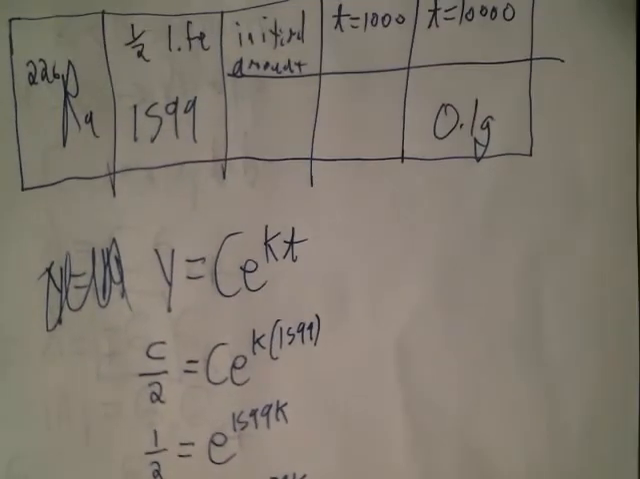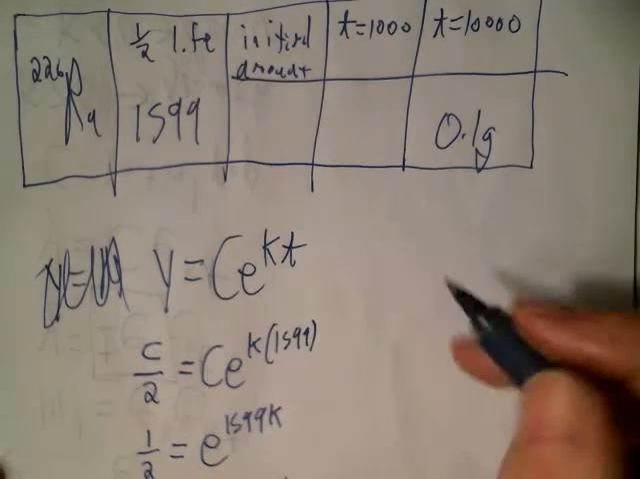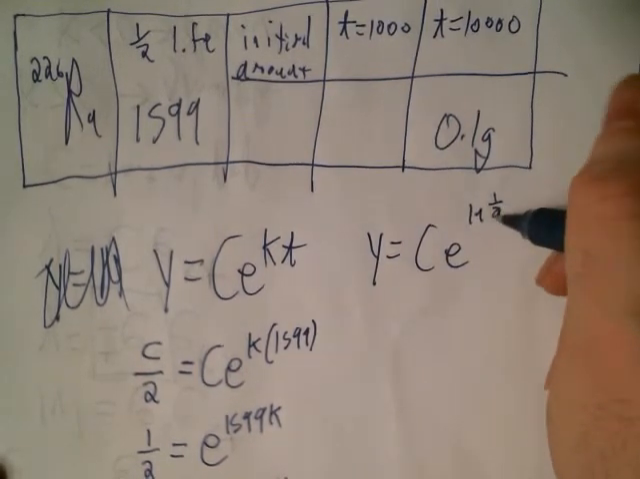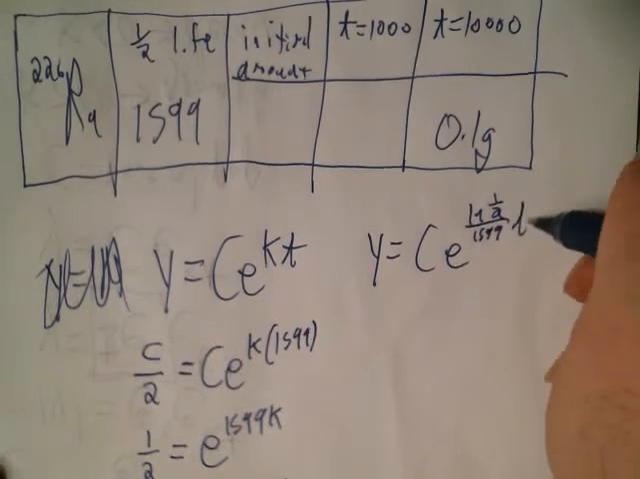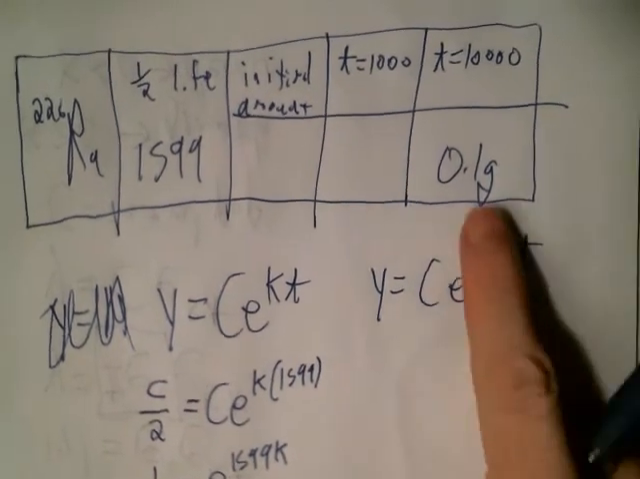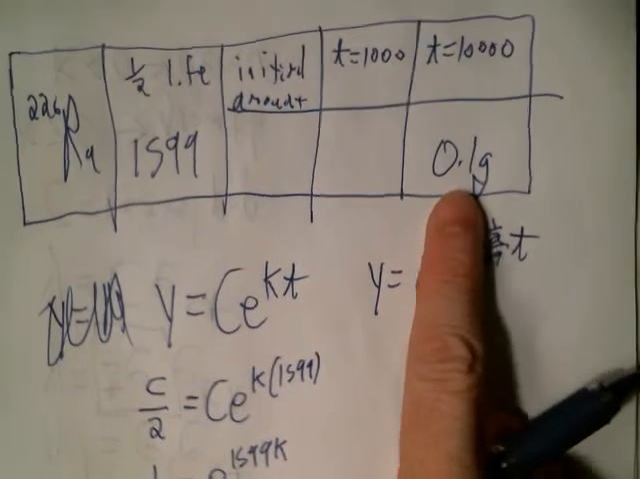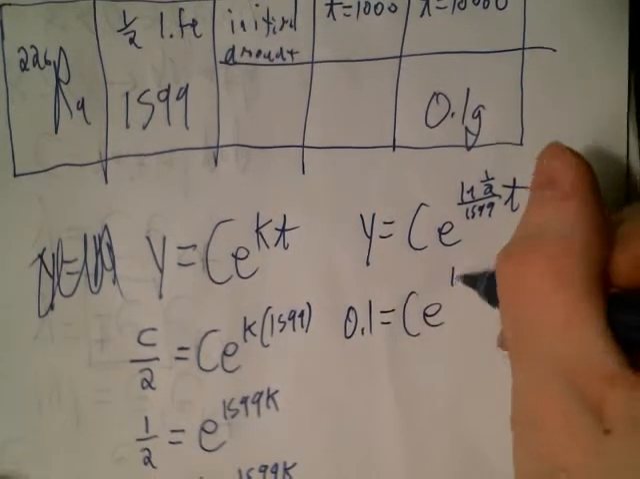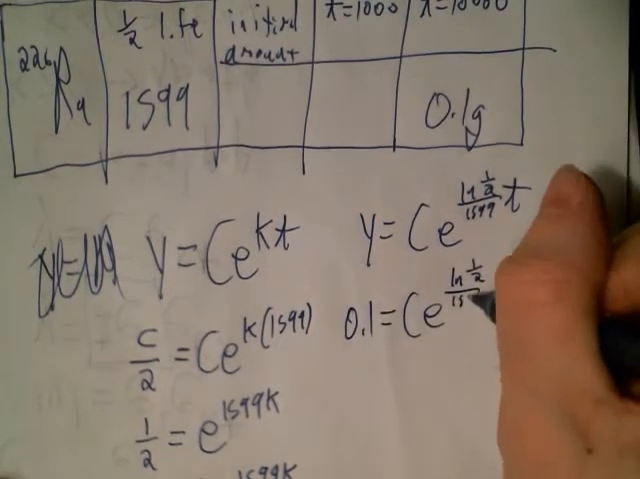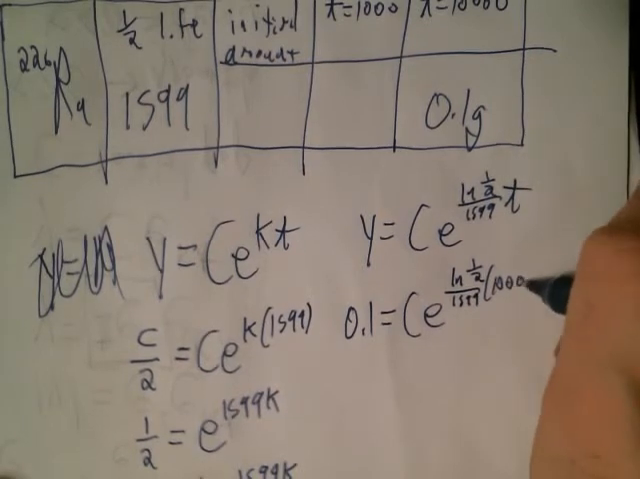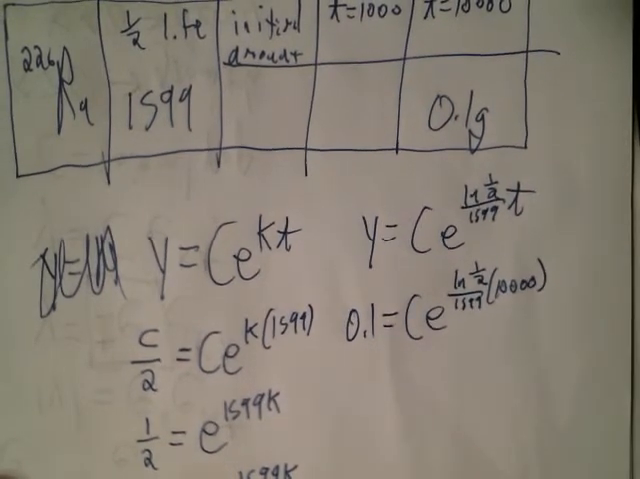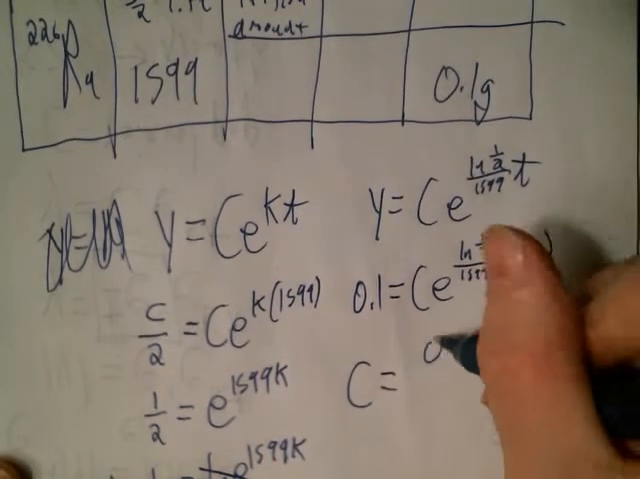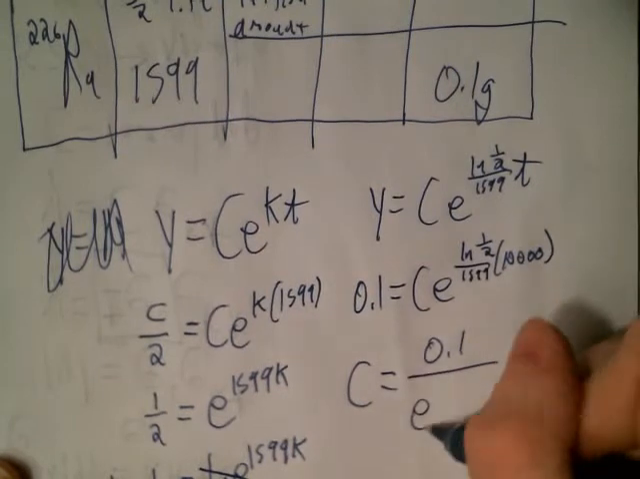Okay, so now I'm going to try to get the initial amount. So I have y equals ce to the ln 1/2 over 1599 t. And it's telling me after 10,000 years I have 0.1 grams. So 0.1 equals ce to the ln of 1/2 over 1599 times 10,000. And then you just divide both sides by this element and it gives you your c value.